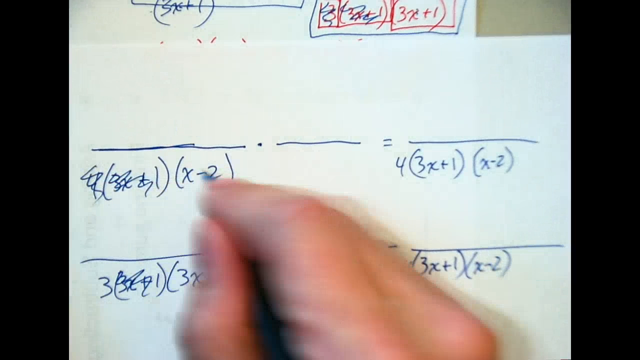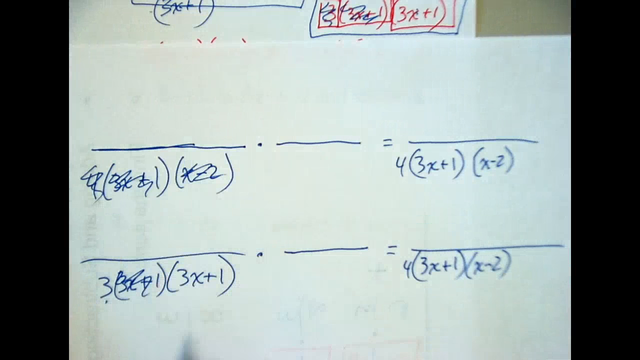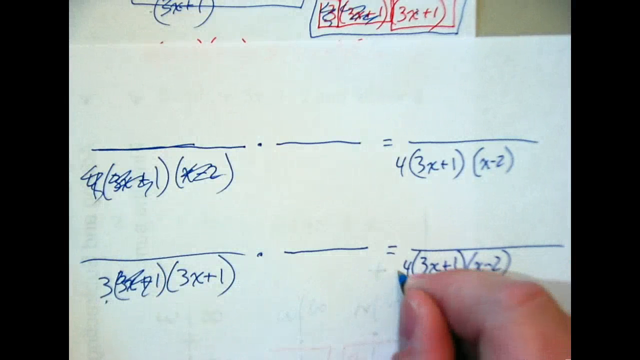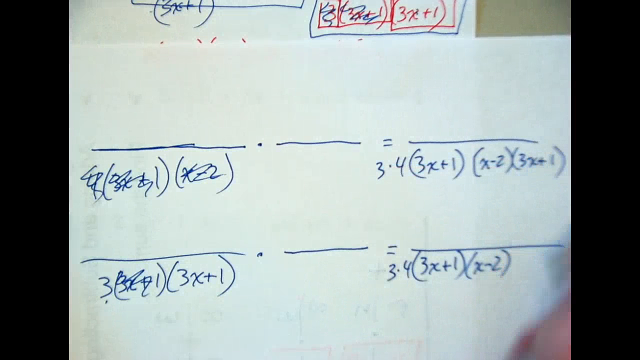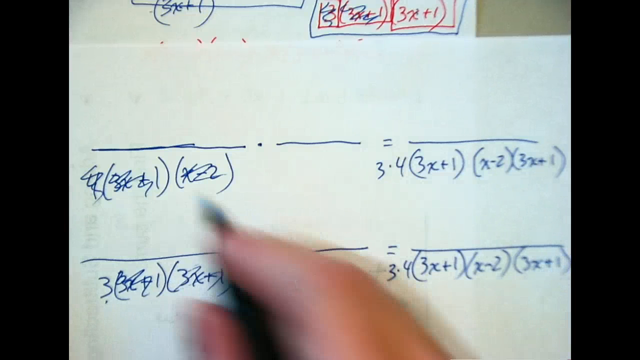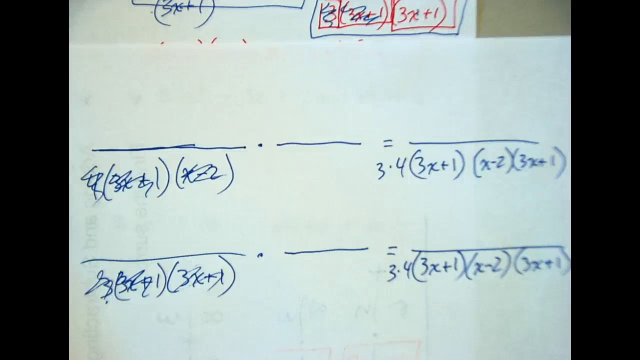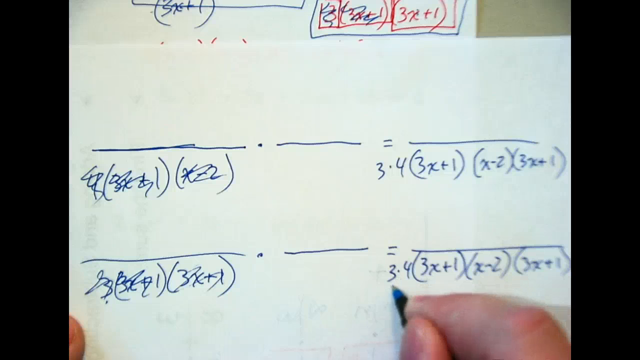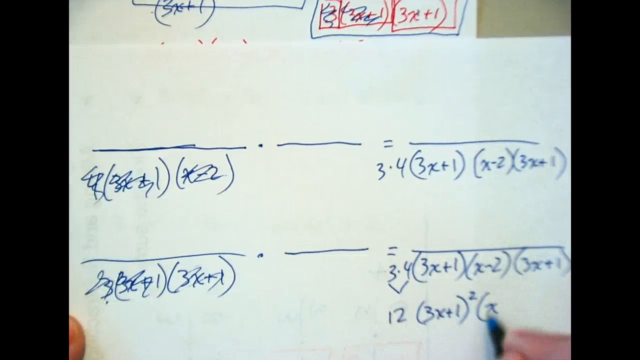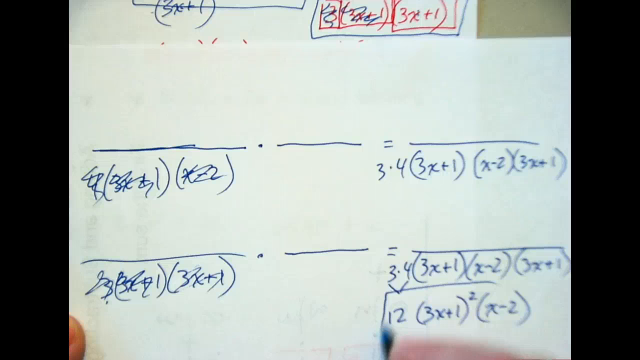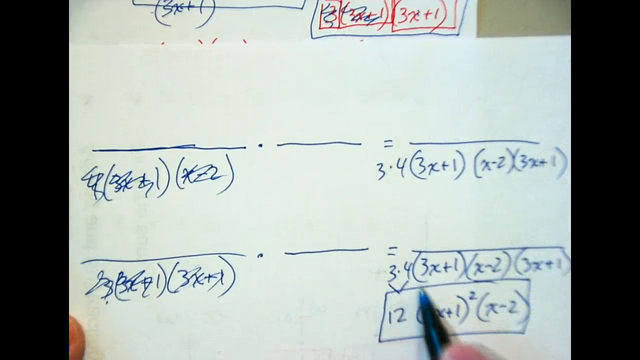Okay? And what does this one have that this one doesn't? 3 and 3x plus 1. That is your common denominator, or your least common multiple. Okay? That whole thing at the bottom. This whole thing, well, we'd probably simplify it to be 12, and we could even call it 3x plus 1 squared times x minus 2. That would be the compact form of writing it. You definitely want to multiply the 3 and 4.